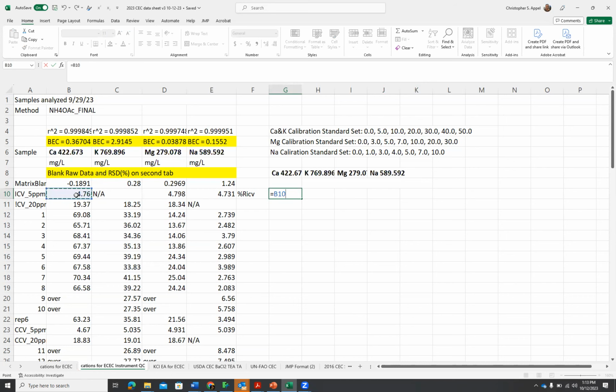Can you say that again? Yep. So my knowns are here. The first ICV was 5 parts per million. The second ICV was 20 parts per million. The measured are these ones here. If they were all perfectly recovered, they'd be 5, so we need to figure out what the recovery is. And then for these, that would all be 20. So I'll just go ahead and do those calculations.